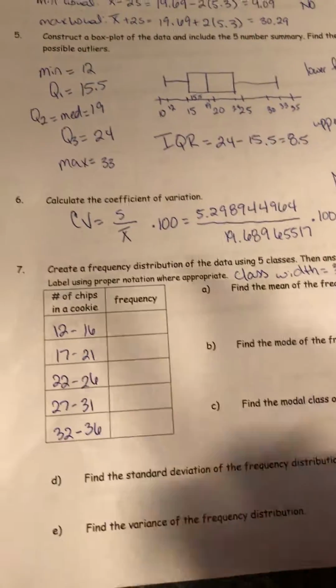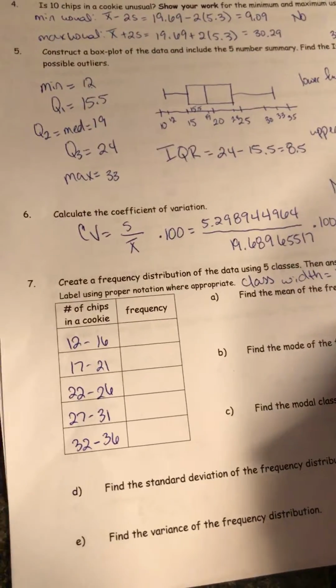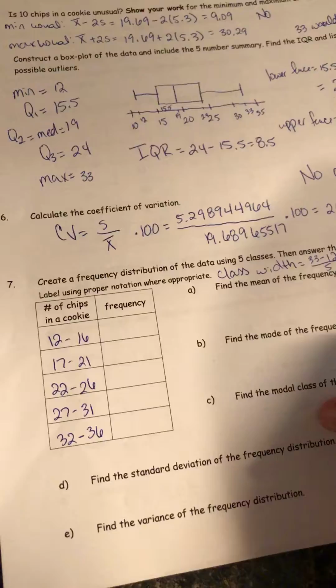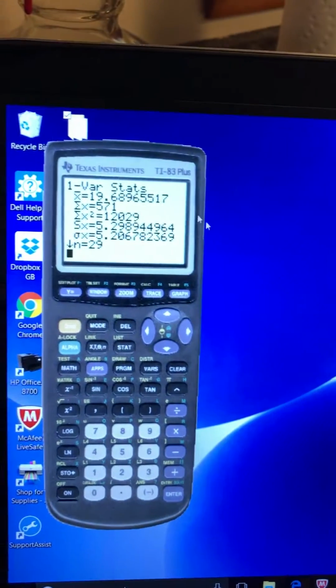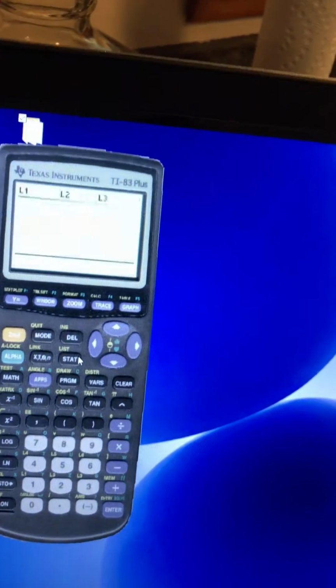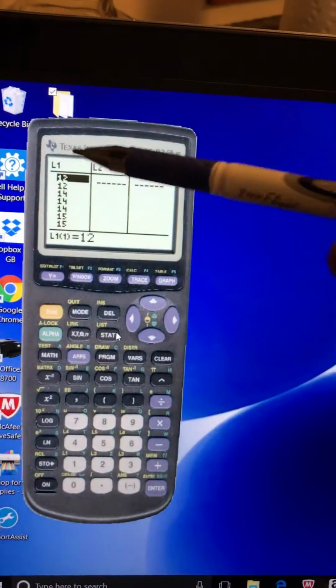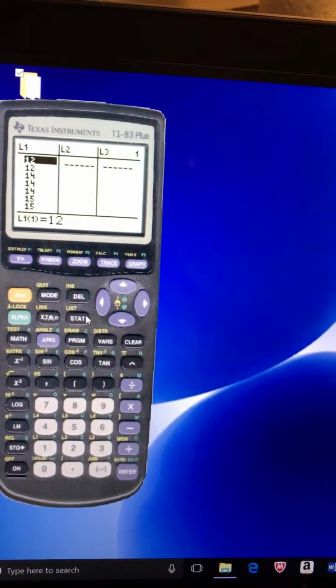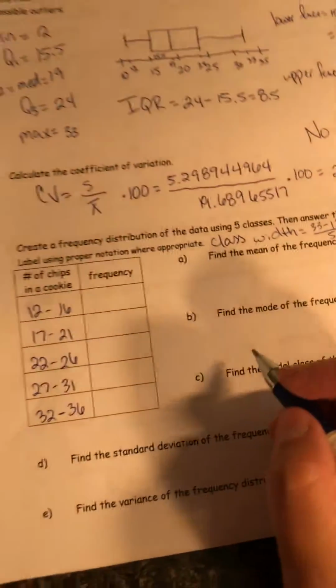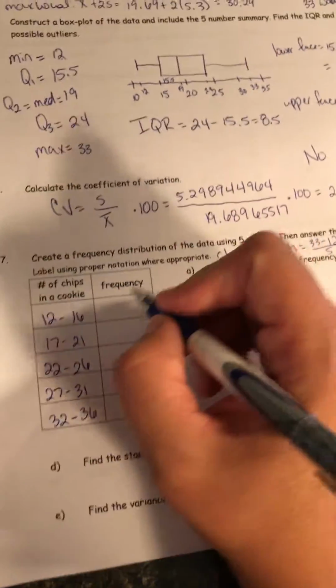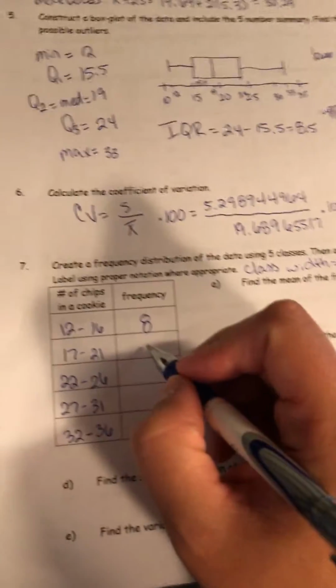So there's our classes. And the frequency, go through and count. If you've sorted your list, it makes it easier to count as well when you do the frequency distributions, because you can go back to stat and edit, and you can count how many is between 12 and 16. So we do 1, 2, 3, etc. I'm not going to do that just so the video is not so long, but between 12 and 16, assuming that I've counted correctly, there should be 8.